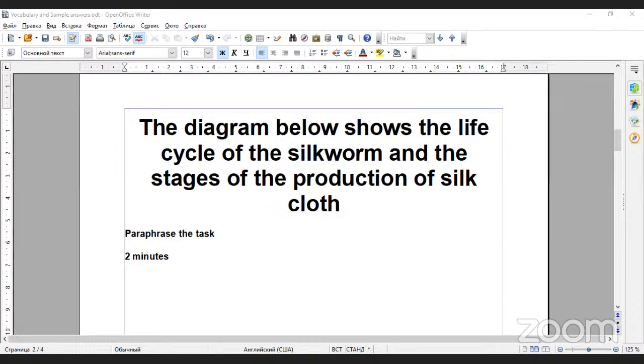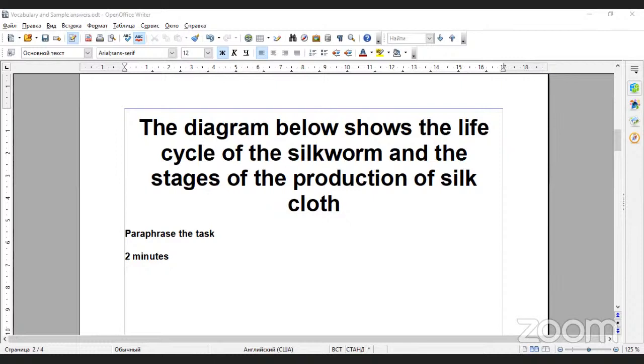So now what we need to do is write an overview. So overall, and you can say "it can be seen that" or whatever you want, the process consists of how many stages? So how many stages are there, beginning with what stage and ending with what stage?